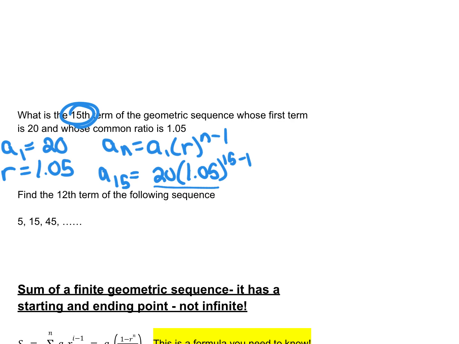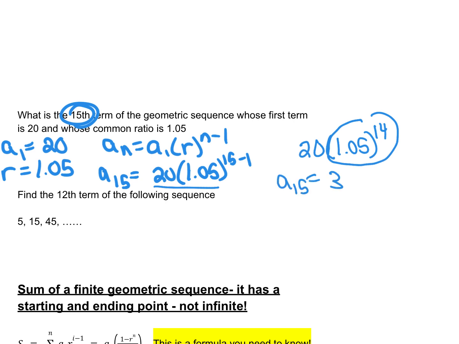We need to make sure that we are using parentheses appropriately, so you'd want to make sure in your calculator you'd have 20 and use those parentheses to say 1.05 to the 14th. This tells the calculator the only thing being raised to the 14th power is the 1.05, and it will do the order of operations correctly. So if we put that in our calculator, we would end up at a really long decimal where our 15th term is 39.5986, and we're just going to round that to 39.6.